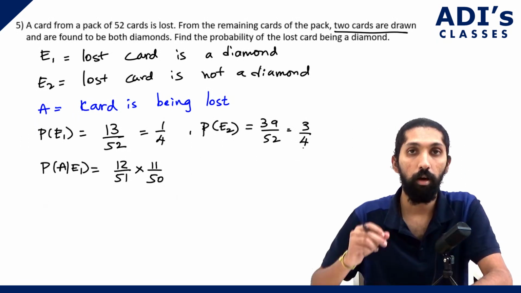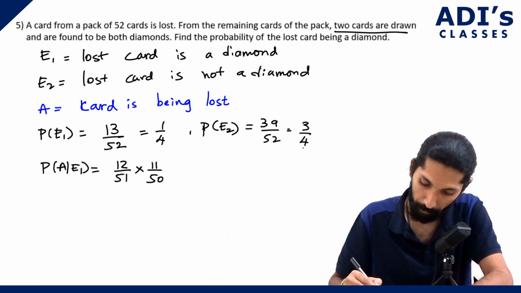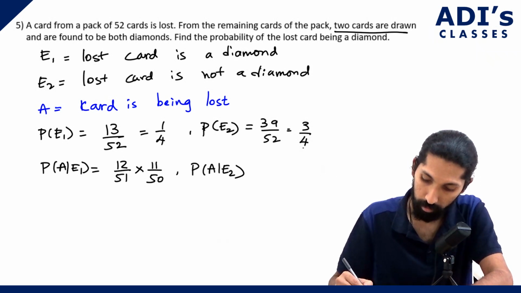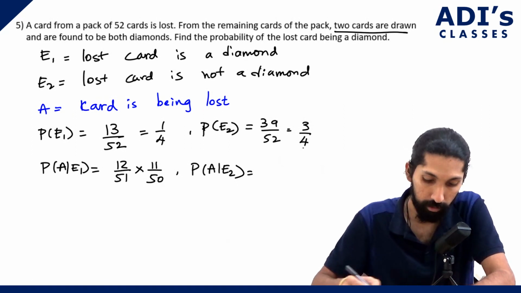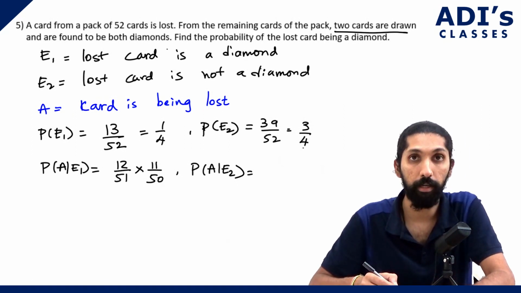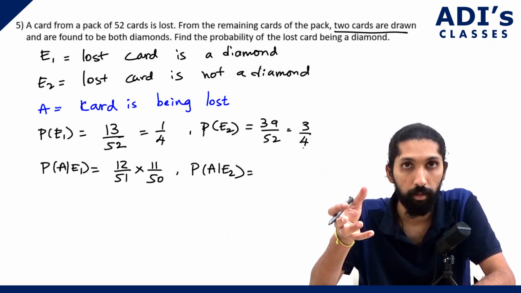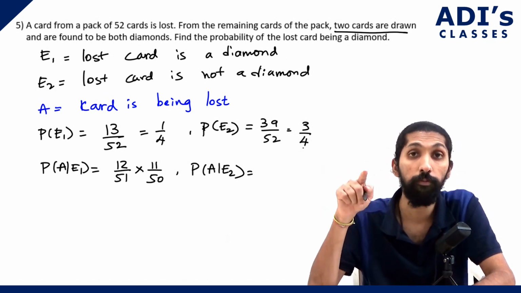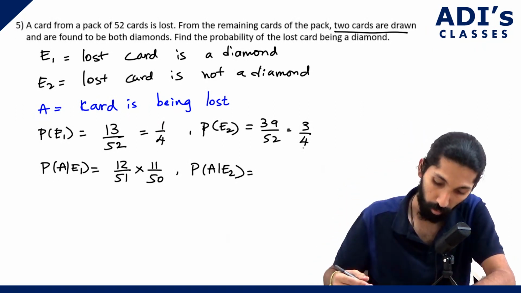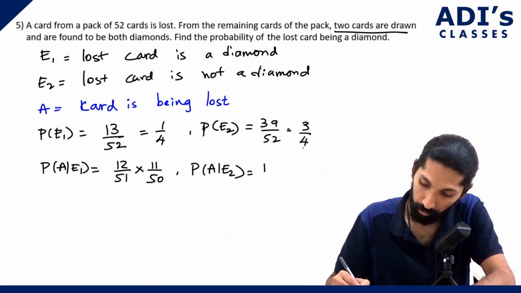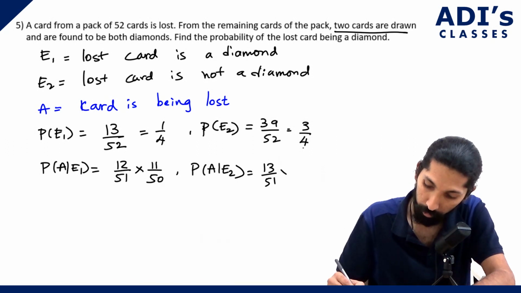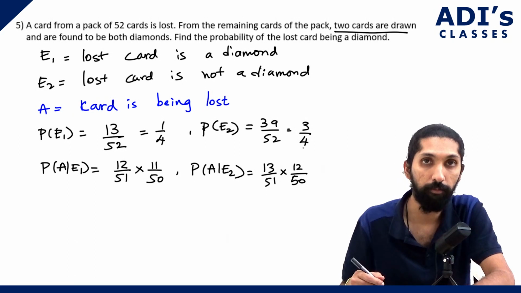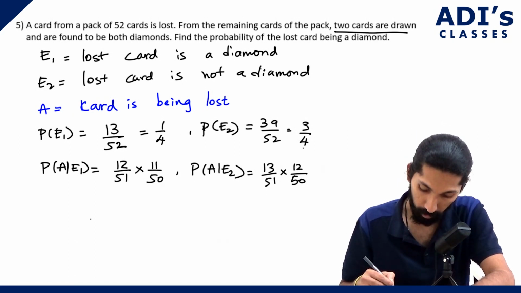Correct? For the second part, see, P of A given E2. So P of A given E2 is what? Two cards are drawn at random and both are found to be diamonds, correct? Now the diamonds are not lost. There are 13 diamonds itself, correct? But 13 out of 51. So you are going to have 13 by 51 into 12 by 50. Fair enough? Same logic. So let's do the math now.